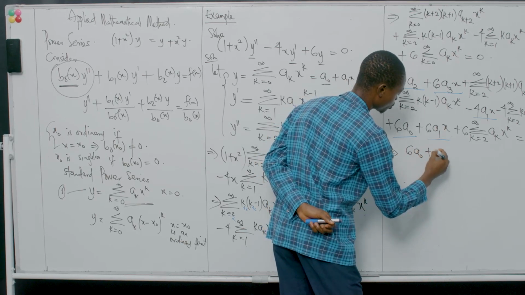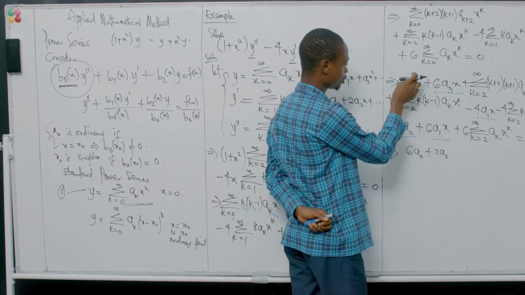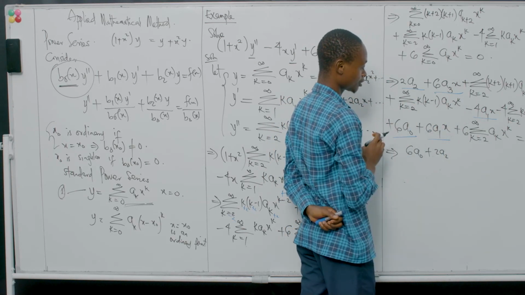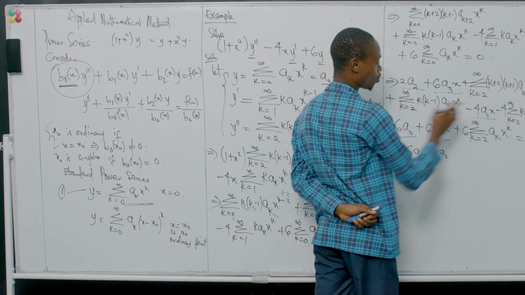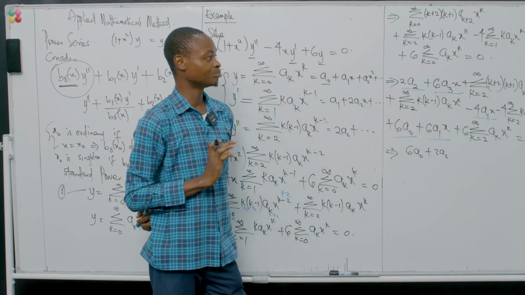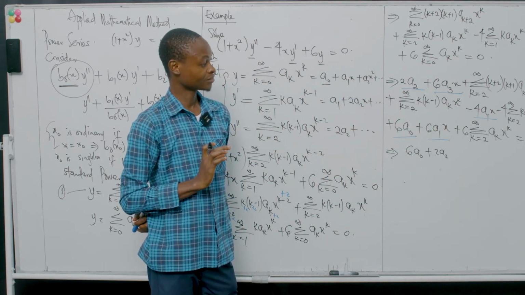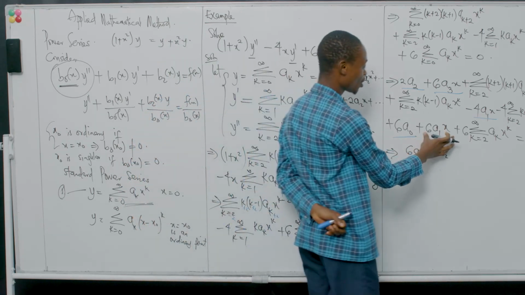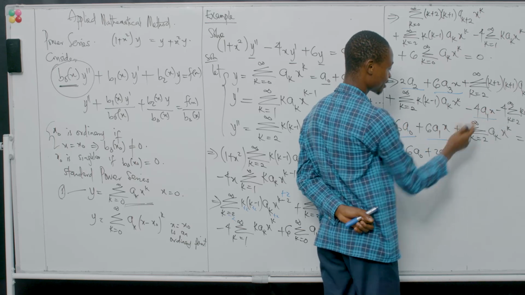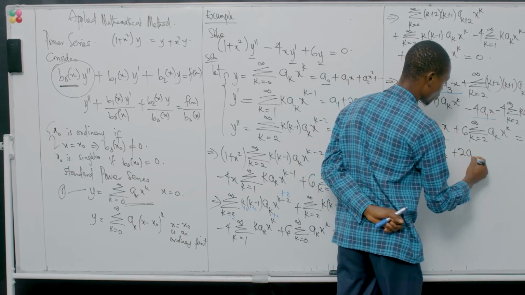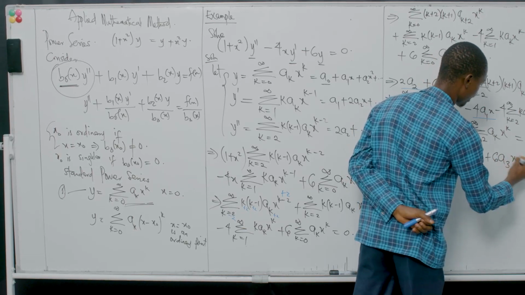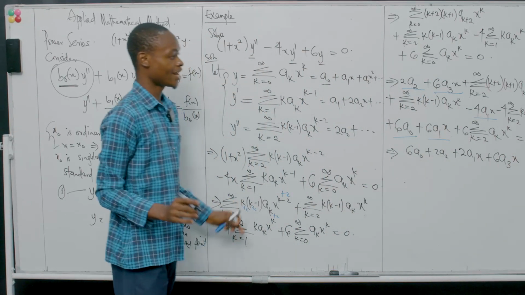A0 plus 2a2. That is, this and this are gone. Then I have this, and I have this. This one and this one can be collected together. 6a1x minus 4a1x will give me 2a1x, plus 6a3x. What would I now have left?